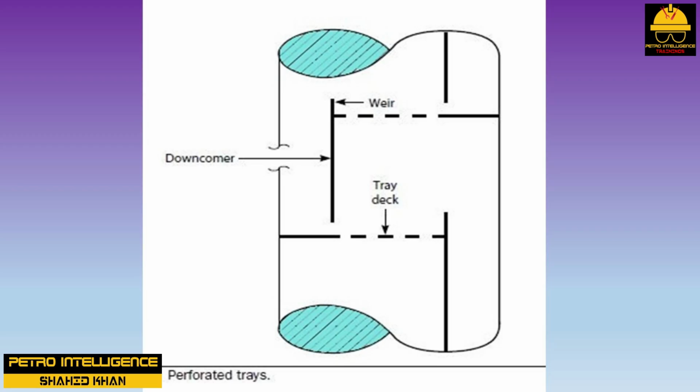Tray types. Distillation towers are the heart of a process plant, and the working component of a distillation column is the tray. A tray consists of the following components: overflow or outlet weir, downcomer, tray deck. There are two types of tray decks: perforated trays and bubble cap trays.